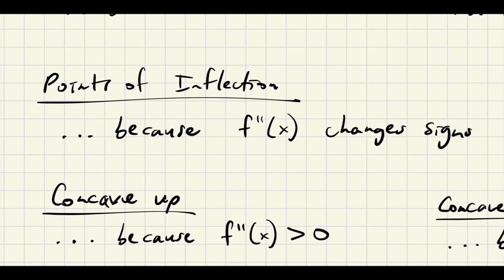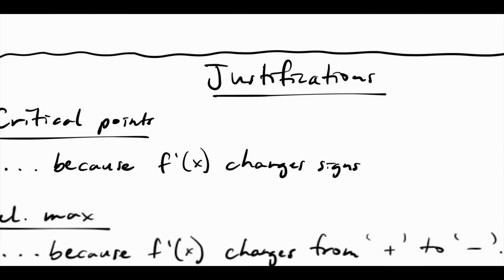Because f double prime changes signs, like you guys said, which is the same thing as saying f double prime equals 0. Either one's okay. Changes direction, changes signs, equal to 0. Either of those is okay.